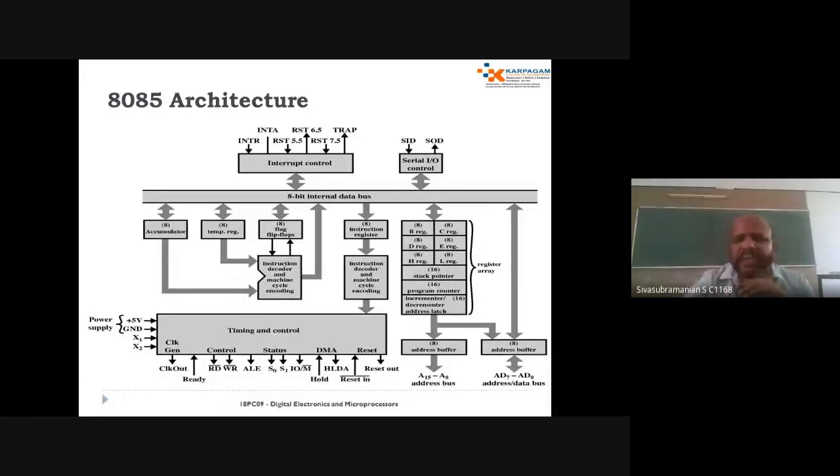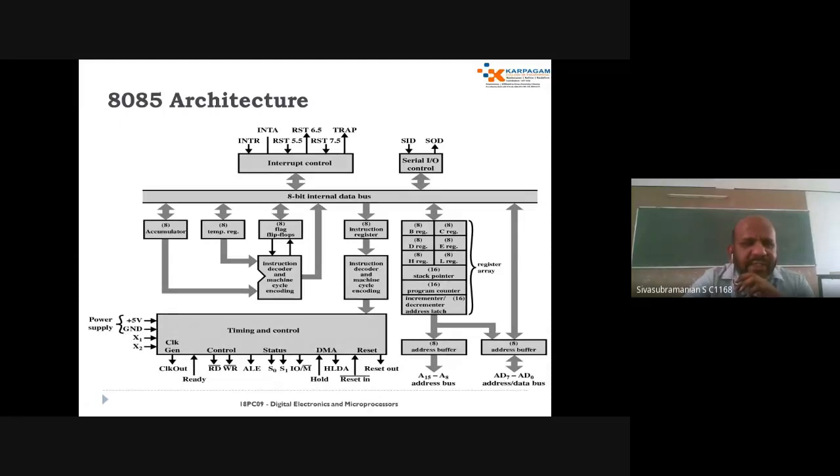Okay, so that's with respect to your stack pointer and program counter. Then you have got an address buffer. Address buffers are two: address buffer separately, address data buffer separately. The address buffer is 8-bit, which is A8 to A15. The address data buffer is separate, which is AD0 to AD7.